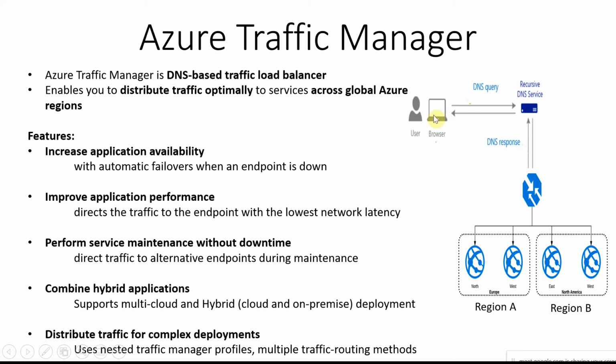Before this, a user from a browser will type some domain name which is hosted on Azure. Let's say we deployed an application, contosoA.com, and contosoB.com, so two different domain names. When you hit the domain name contosoa.com from a browser, generally it will go to some DNS server. There are a lot of DNS servers available.